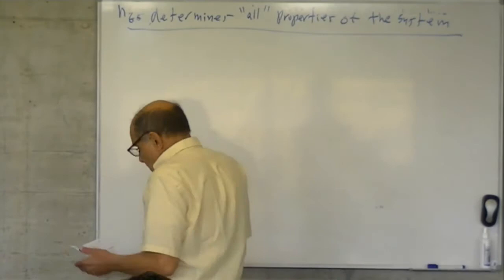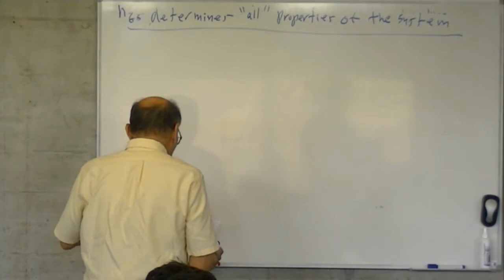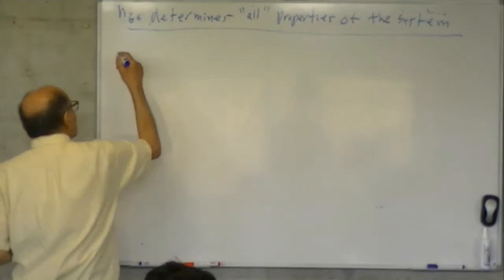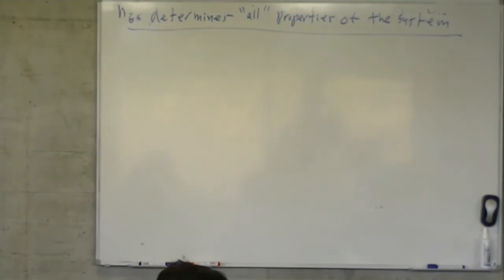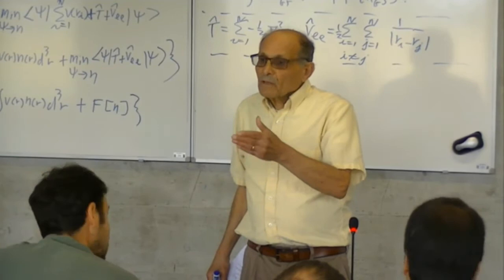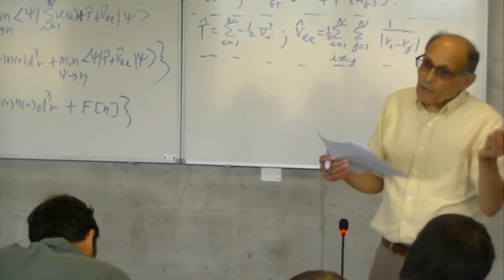I'll go through proof A and proof B, but at least I'll get to proof A. So first, what am I talking about? You give an n ground state, then that n ground state will give you the Hamiltonian, and once you get the Hamiltonian, you solve the Schrodinger equation in principle and get all the properties. And this is the one-to-one.